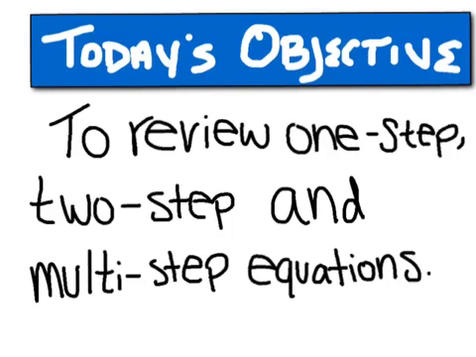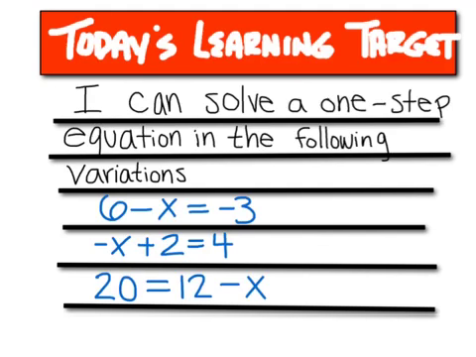Yeah. Okay, today's objective is to review one-step, two-step, and multi-step equations. Our learning target is the same as yesterday. Solve a one-step equation in the following variations. 6 minus x is equal to negative 3, negative x plus 2 equals 4, and 20 is equal to 12 minus x.